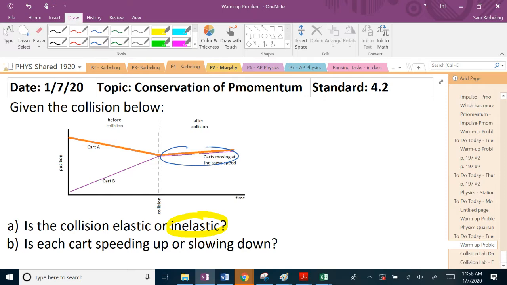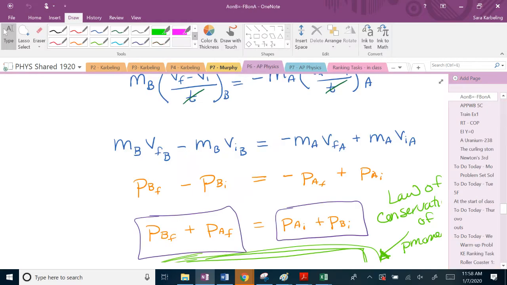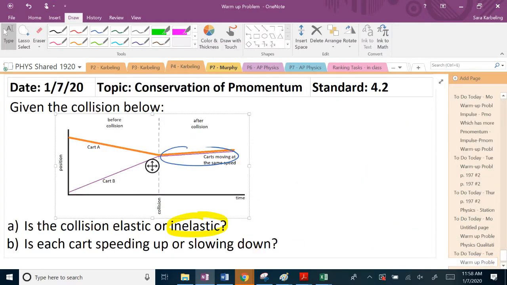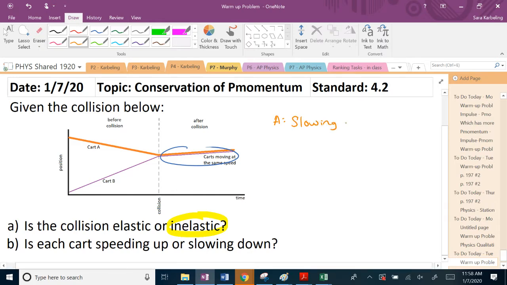So let's talk about cart A. That's the first one we're going to do. If you haven't written this down yet, go ahead and do that. We'll talk about cart A first. Is it speeding up or slowing down? Slowing down. Nolan, why do you say slowing down? Okay. So the slope is less steep after the collision. Okay.